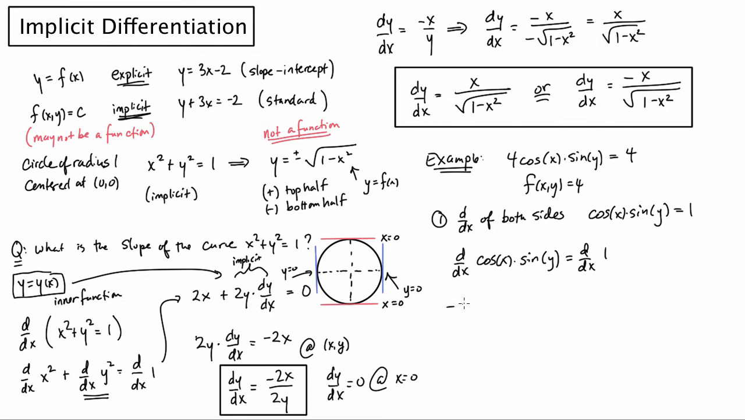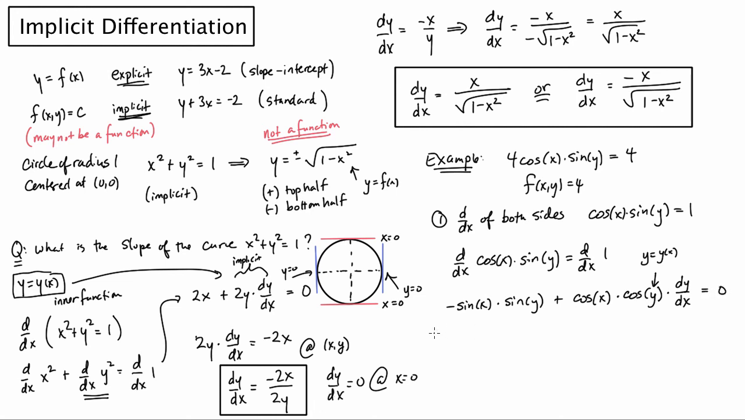So doing product rule, I have the derivative of the first times the second plus the first times the derivative of the second. Now here's where the implicit differentiation comes in. I'm taking the derivative of sine y with respect to x, where y is a function of x. And so the derivative of sine is cosine, but because I took the derivative here and y is a function of x, then I have to also multiply by the derivative of y with respect to x. And then on the right-hand side, the derivative of 1 is just 0.